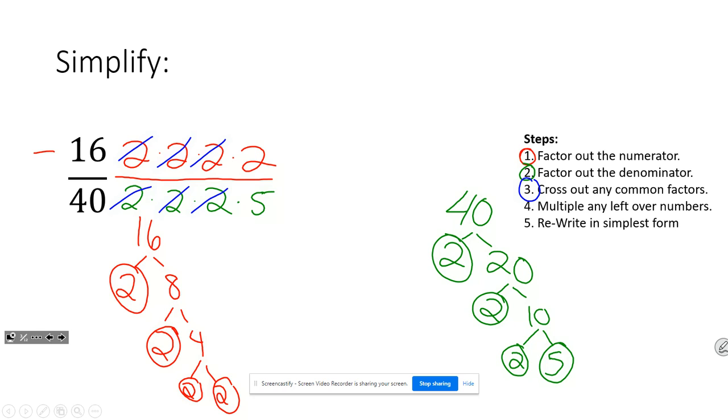Step 4, multiply any leftover numbers. 2 times nothing, 5 times nothing, so there's nothing for us to multiply. So we're going to rewrite it in its simplest form, which is 2/5. So you can see here I color-coded our steps. First step was factor out the numerator, then factor out the denominator, and cross out any common factors, and lastly, rewrite it in the simplest form.